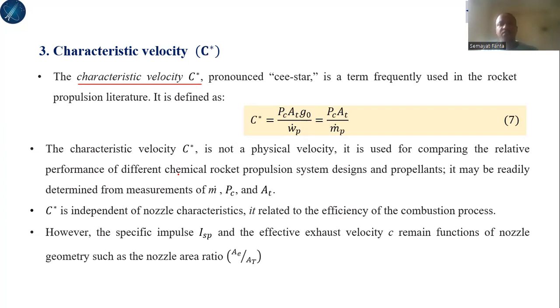The characteristic velocity is not exactly a physical velocity, but it is used for comparing the relative performance of chemical rocket propulsion. So we check our rocket performance, especially using the bomb burning test or ballistic burning test methods in rocket testing. We check the characteristic velocity first. That helps us determine the rocket performance.